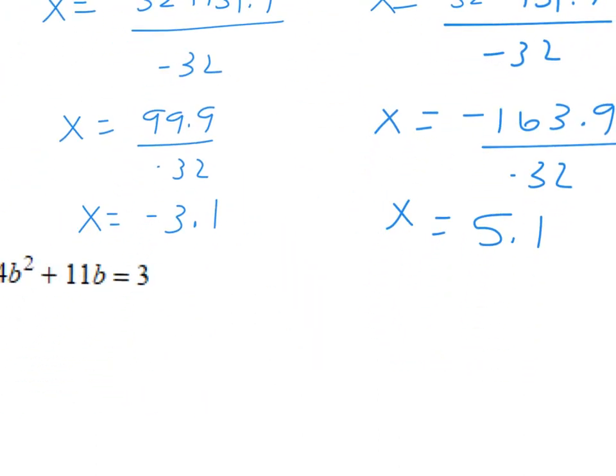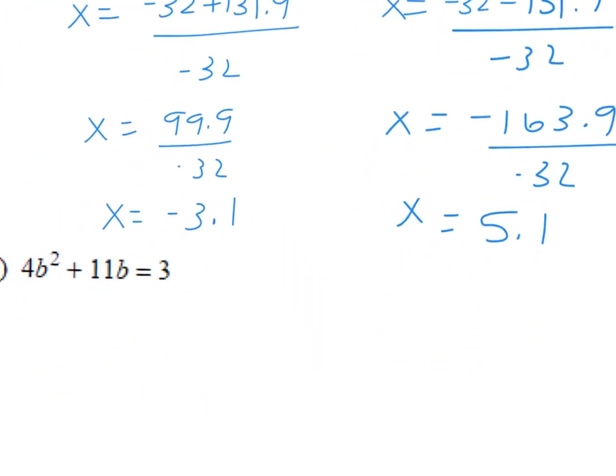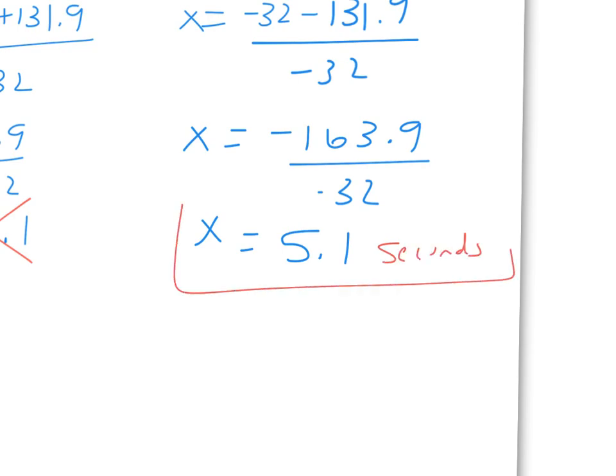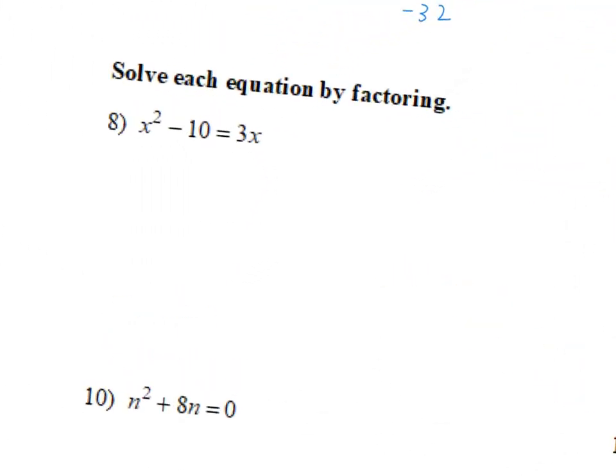So if I'm looking at these two answers, only one of them is going to make sense. You can't go negative time. Can't happen. So this right here, 5.1 seconds, is your answer. Okay. All right. Solve by factoring.